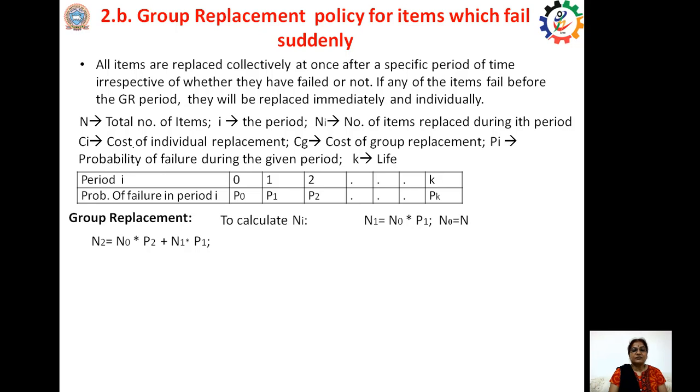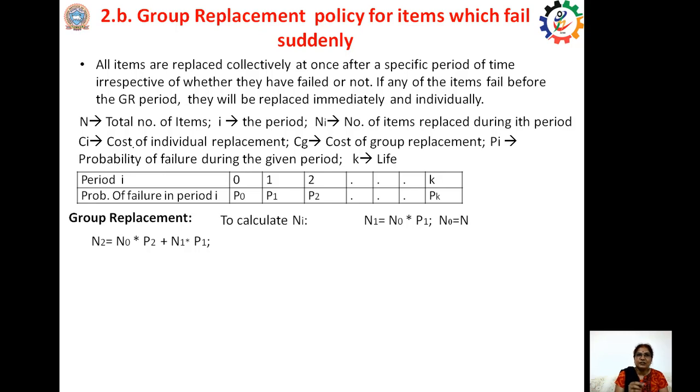How many will fail in the second duration? Say for example, let us consider the second month. It has got two parts. Why, you know? Second month, when it comes, if there are 1000 bulbs in the beginning, out of them some you would have replaced in the first month.